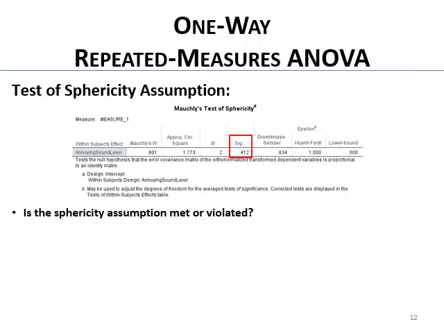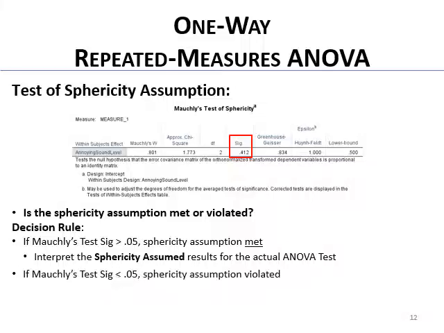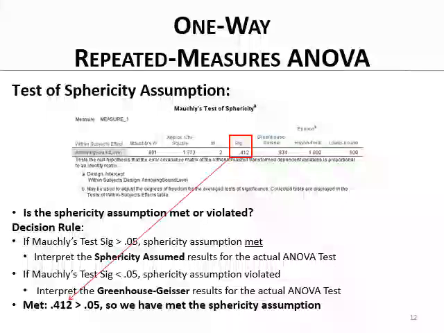So is the sphericity assumption met or is it violated? Well, what's our rule? If Mauchly's SIG is greater than 0.05, the sphericity assumption is met. We can interpret the sphericity assumed results for the actual ANOVA. However, if Mauchly's SIG is less than 0.05, we've violated the sphericity assumption and we've got to use Greenhouse-Geisser. So it's just one or the other.